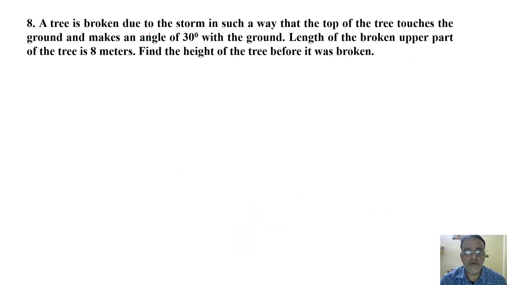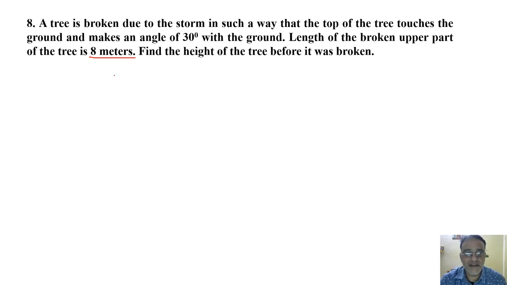A tree is broken due to storm in such a way that the top of the tree touches the ground and makes an angle of 30 degree with the ground. The length of the broken part of the tree is 8 meters. So, on first look, you think that it is a textbook question. Similar question, but the values are different.